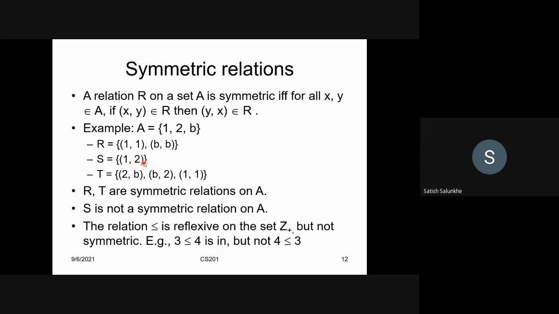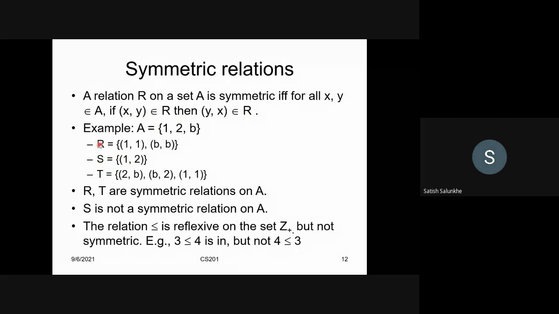But if you look at the relation F, (1,2) belongs to R, but (2,1) does not belong to R. You just interchange: if (x,y) belongs to R, then (y,x) also belongs to R. This is the property of a symmetric relation. Since (1,2) belongs to R but (2,1) does not, this relation is not symmetric. Okay? So Sarah, is it clear? Yes, sir. Thank you.